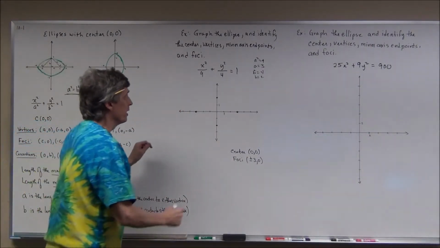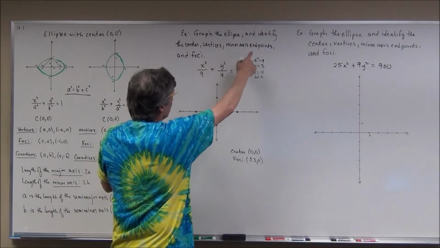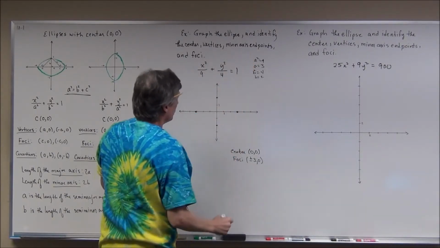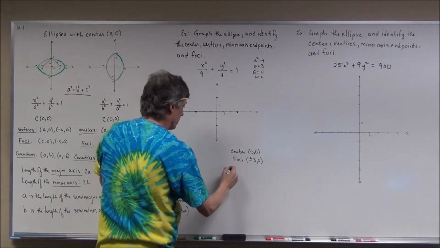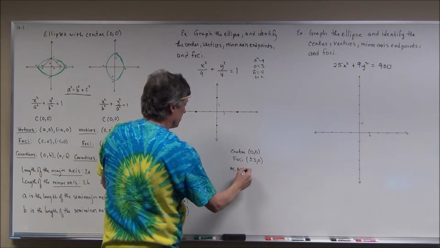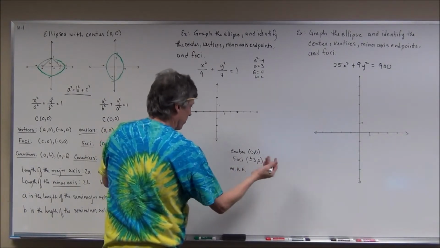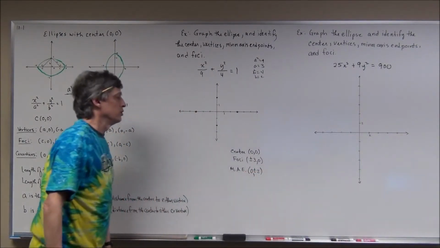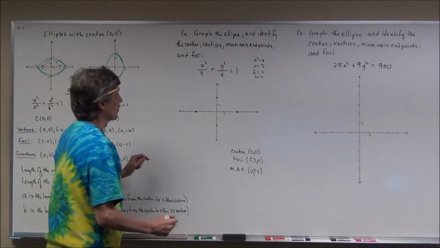And those would be my, as the book has a tendency to write it, as I mentioned before, they don't use the term co-vertices very often. They use minor axis endpoints. I'm going to abbreviate here a little bit. Minor axis endpoints. That's my own makeup. And this would be 0 plus or minus 2. Those 2 points. And now it's just a matter of sketching it.